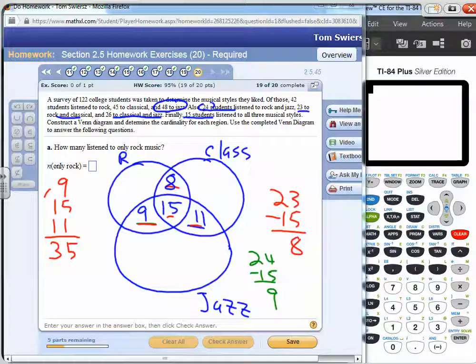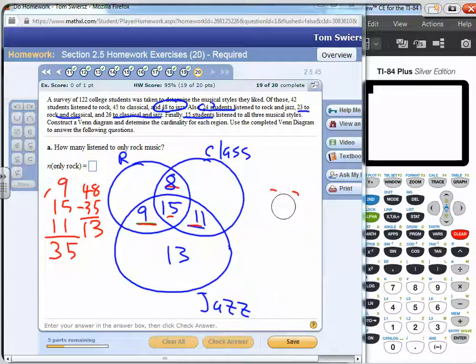35 already accounted for, a total of 48 in jazz, so 48 minus 35 leaves us with 13. So right here must be 13, so when we add 13, 11, 15, and 9, everybody in jazz, we get the total of 48.